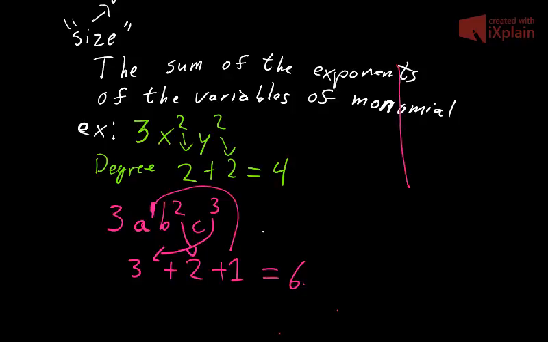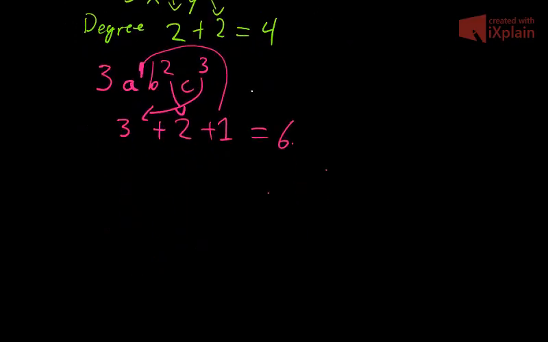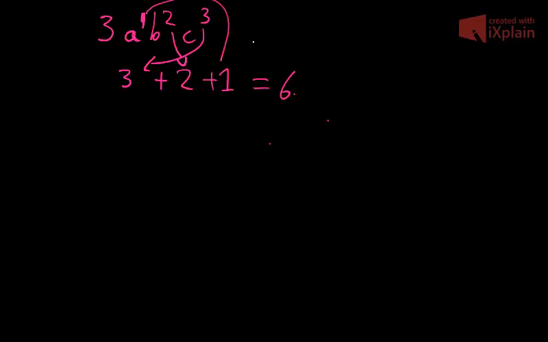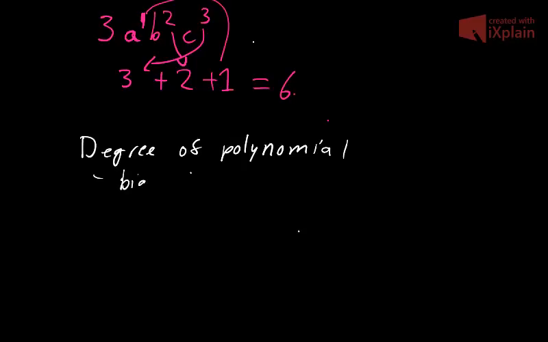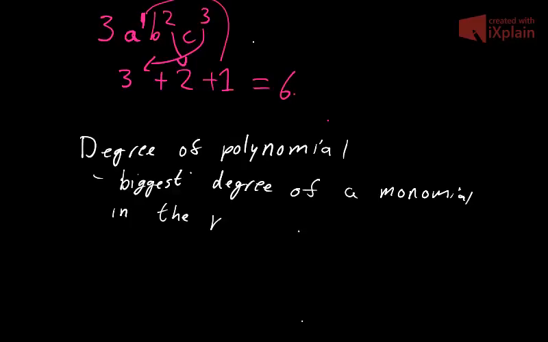So that's how you find the degree of a monomial, but how do you find the degree of a polynomial is a little bit different. It's also a lot easier. So the degree of a polynomial is the biggest, the largest degree of a monomial in the polynomial.